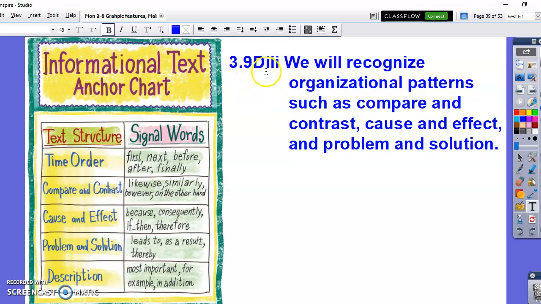One other thing we're going to go over is 3.9 DII. We will recognize organizational patterns such as compare and contrast, cause and effect, and problem and solution. And we're going to be looking at cause and effect.